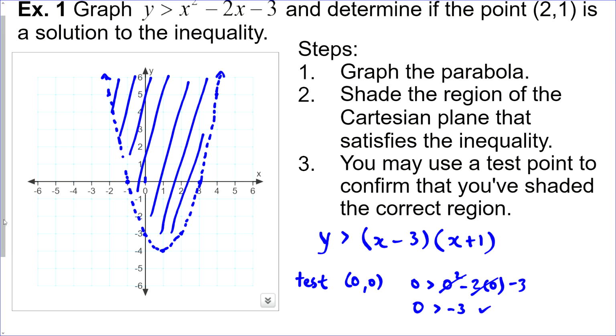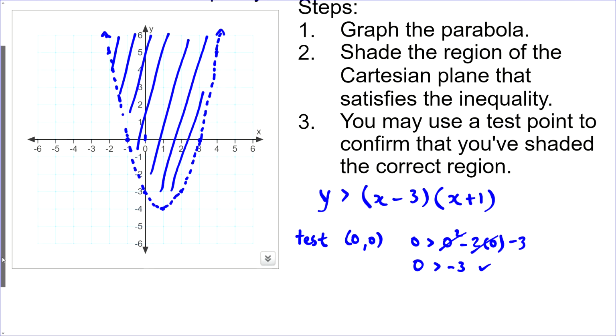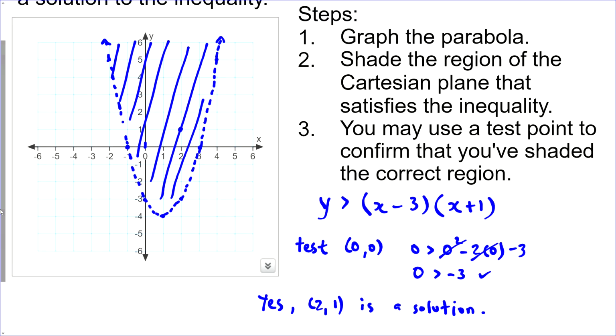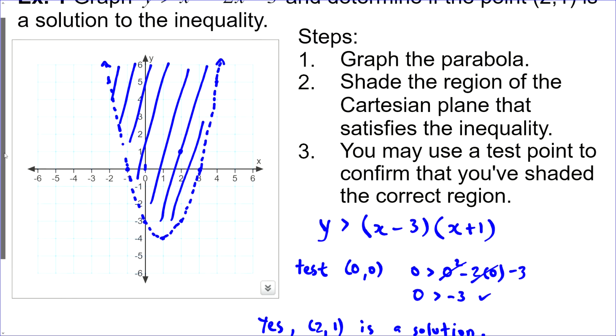And last thing, is (2, 1) a solution to the inequality? So now we can just find (2, 1). Is it a solution? Yes. (2, 1) is a solution. Now, we could have just tried (2, 1) in the inequality directly, and that would have worked as well.